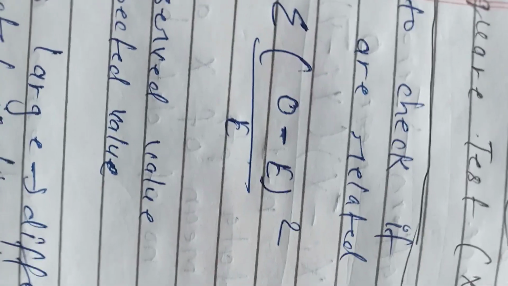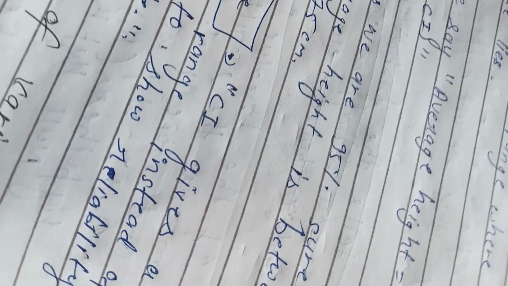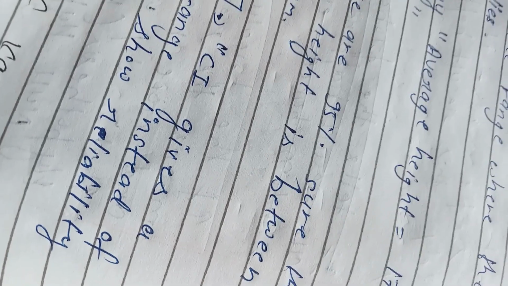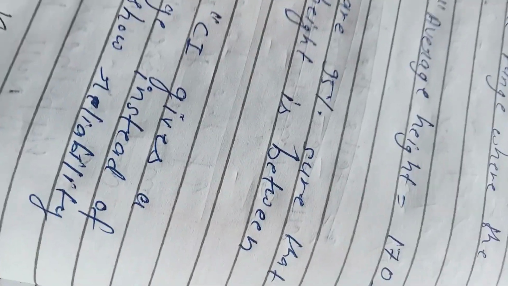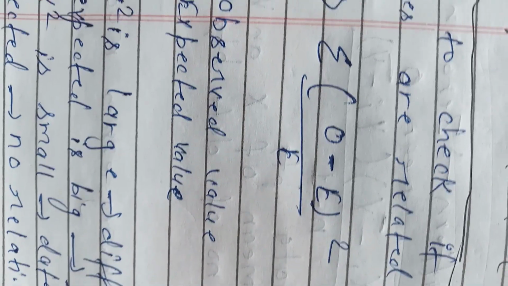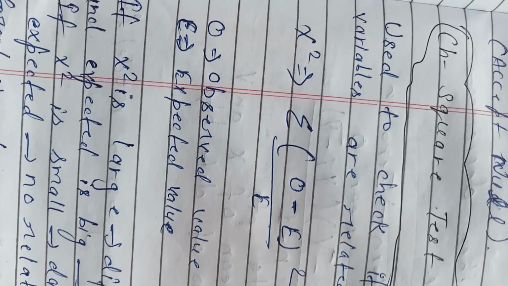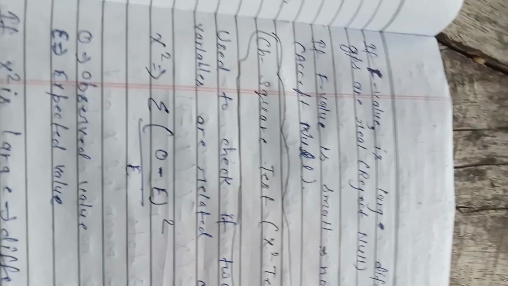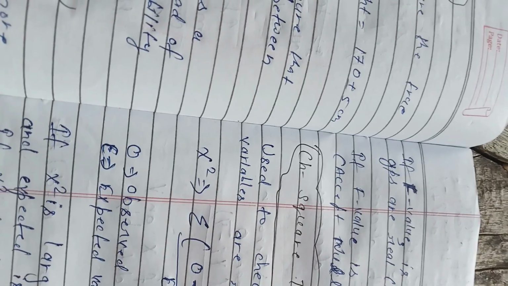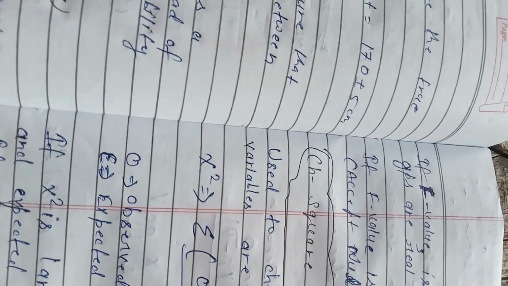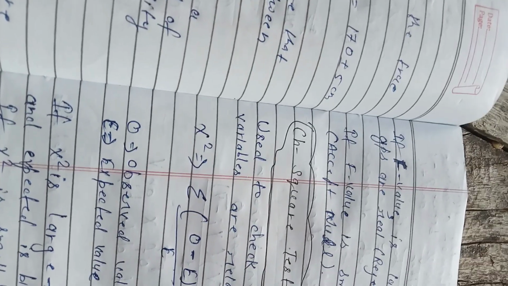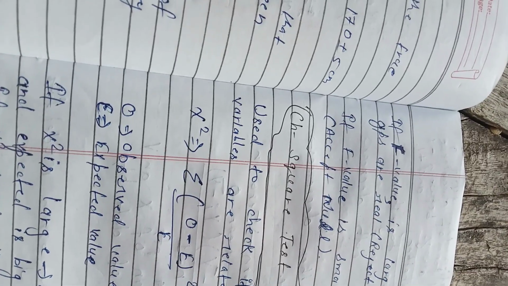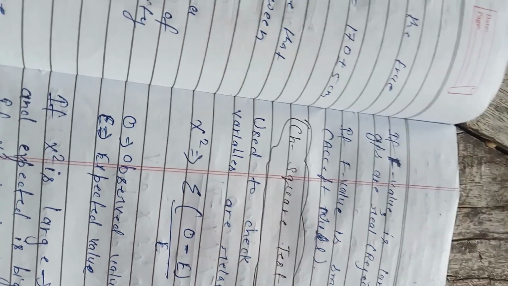So what is the chi-square test? It is a very important concept. It is used to check if two categorical variables are related or not, and it has a simple formula: summation of the square of the difference between observed and expected, divided by expected. If chi-square is large, the difference between observed and expected is big, so a relationship exists. If chi-square is small, data is close to expected, so no relationship.